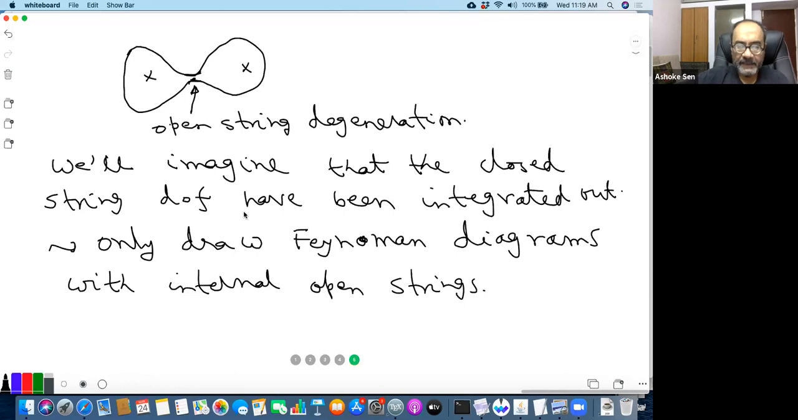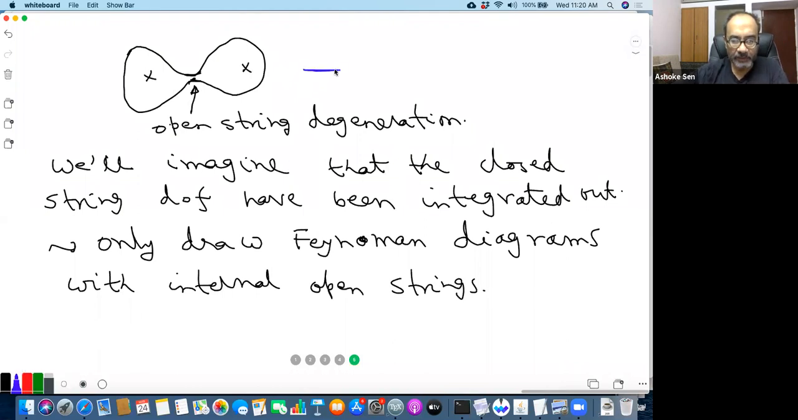So we can ask, how do we draw Feynman diagrams? What kind of vertices we should use? And the answer is that you basically use all possible vertices, but with this rule, in this particular context, that the internal states are only open strings. So this will correspond to a particular Feynman diagram. The precise connection I'll make a little later. So this kind of degeneration will be associated with the Feynman diagram of the following kind.